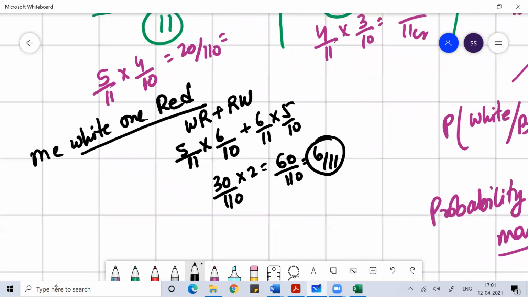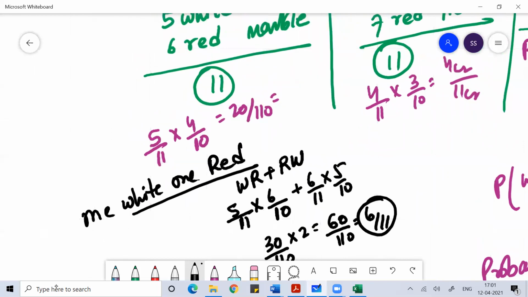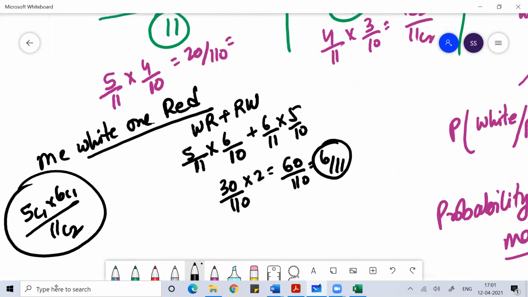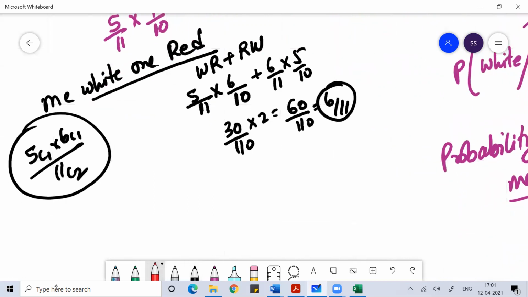Or you can actually apply NCR here. So one white, one red, it would be 5C1 into 6C1 divided by 11C2. If you do, you'll get the same answer, 6 by 11. Those who understand NCR can do it very easily. So this is 5 into 6 divided by 11 into 10 by 2. So this is 60 by 110, which means 6 by 11.